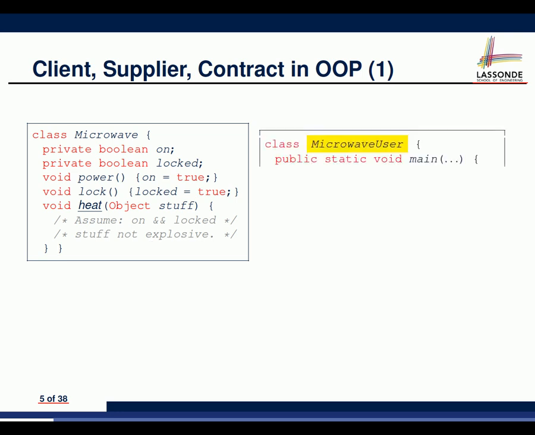And then we have the microwave user, the client, and then we have microwave objects. Questions? Yes? Where it says assume on and locked, do we still have to check that? Yeah, that's up to your implementation. Of course, back in 2030, we said you can do exceptions, right? That's exactly what we will do in Java.